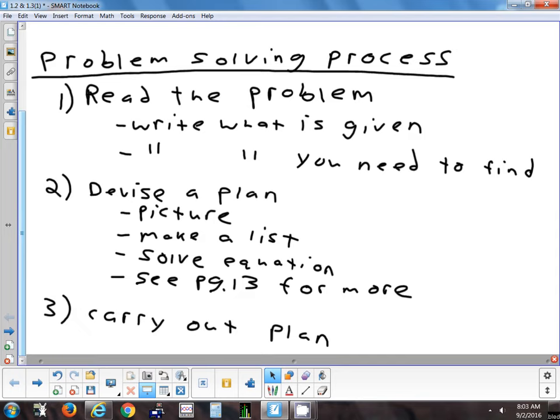The last step is to actually try the method you think is going to work. If you want to try a picture, now you actually draw out your picture, label things, and go from there. Okay, so any questions on that? That's just pretty general information about problem solving, pretty much any kind of problem.